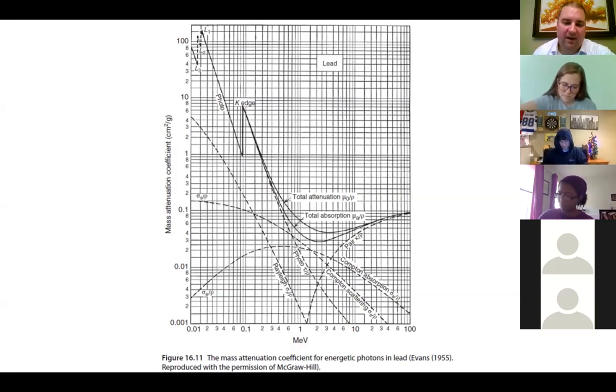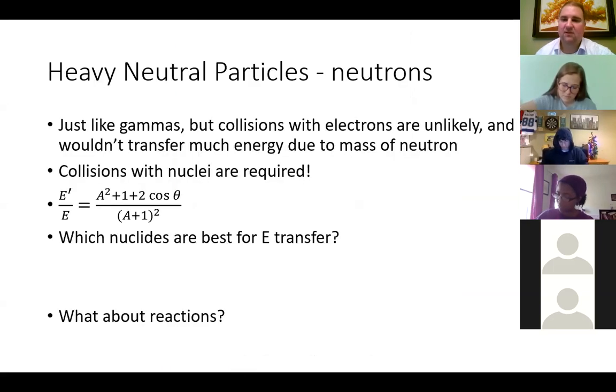We didn't talk a whole lot about neutrons, so here's a slide for neutrons. Remember, these were heavy particles, but they're neutral. Because they're neutral, they're not going to have electrostatic interactions, so they're kind of like gamma rays. Because they're so large compared to electrons, collisions with electrons that affect the neutrons are unlikely. Even though there's a lot of electrons, interacting with them is not very likely. And even if they did collide, they're not going to transfer a lot of energy. So for us to stop neutrons in material, if you're thinking about shielding or if you're trying to detect them, we really have to rely on them colliding with other nuclei.